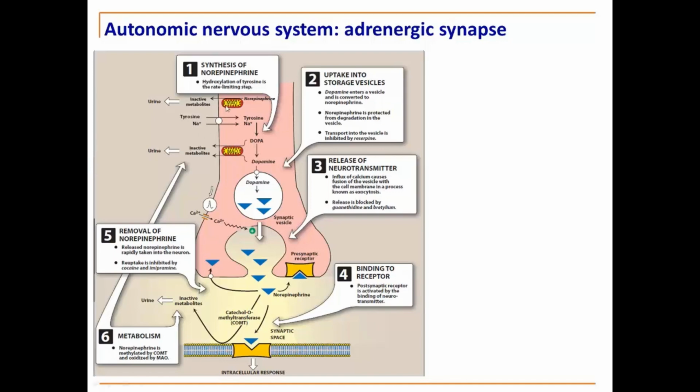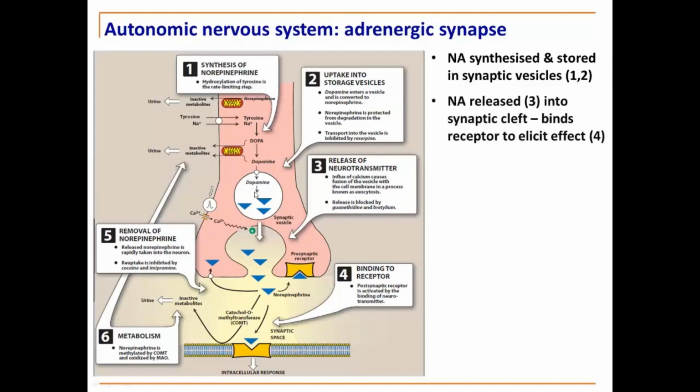So here's our presynaptic neuron. The whole point about this is that the first stage is noradrenaline. So this is numbers 1 and 2. Remember, norepinephrine is the same as noradrenaline. Noradrenaline is synthesized and stored in the synaptic vesicles. It's made from tyrosine, which goes on to form dopa, then dopamine. Dopamine is transported into the vesicle, where it is then converted enzymatically into noradrenaline. So that's the first stage.